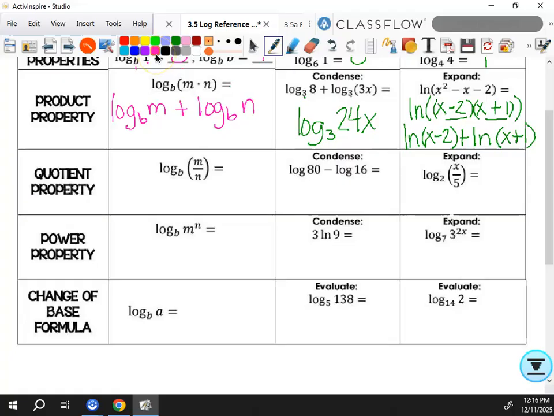All right, so multiplication leads to addition. Division is going to lead to subtraction. So this would become log base b of m minus log base b of n.